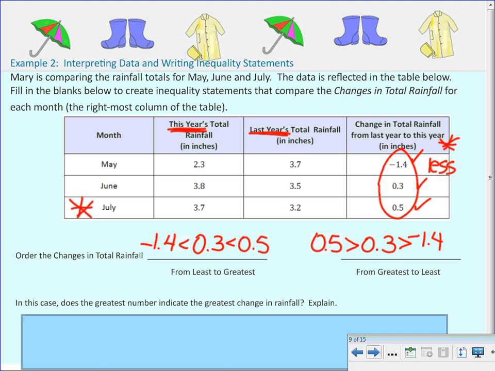It was less, that's why it's a negative number. But there was the biggest difference. This was over an inch difference from one year to the next. It was over an inch less, but it still had the biggest difference.